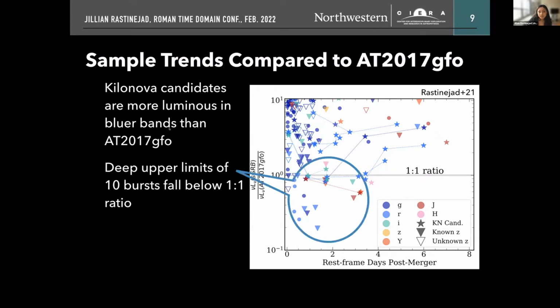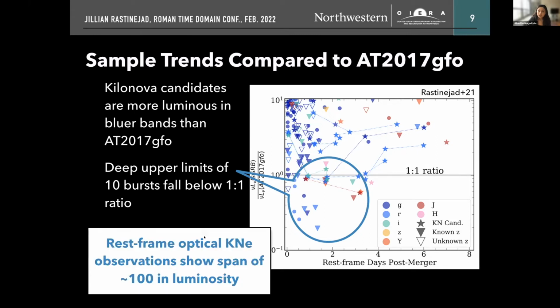In addition, we find deep upper limits of 10 bursts, so 10 out of the 85 in our sample, that fall below the 1-to-1 ratio. This 1-to-1 ratio denotes where the kilonova of 17gfo would fall if it was plotted here. So overall, this demonstrates that rest frame optical kilonova observations span around a factor of 100 in luminosity.